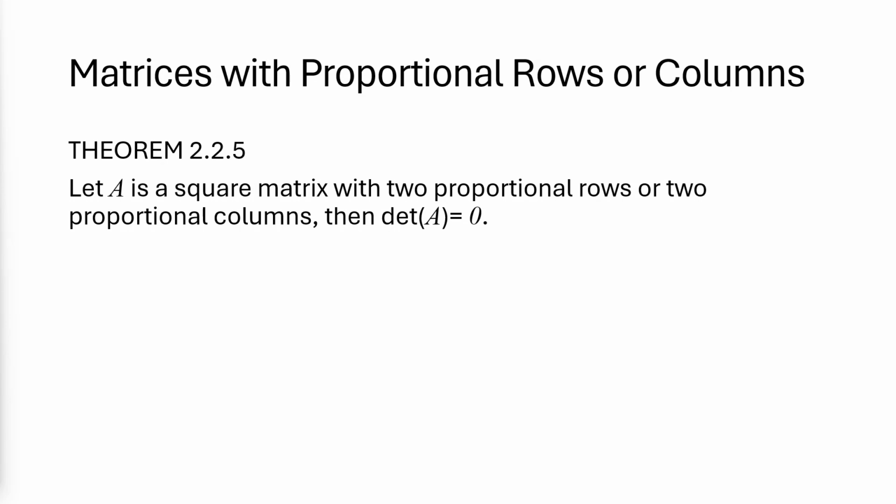So from the theorem 2.2.1, we must have the determinant of A equals 0. So you have theorem 2.2.5: If A is a square matrix with two proportional rows or two proportional columns, then the determinant of A is equal to 0. Okay.